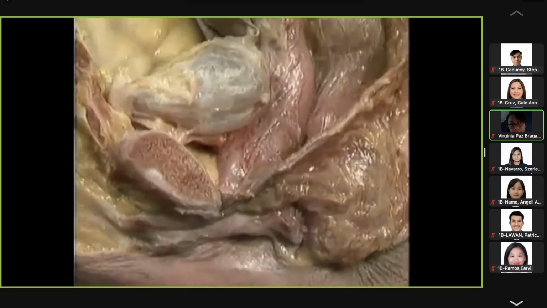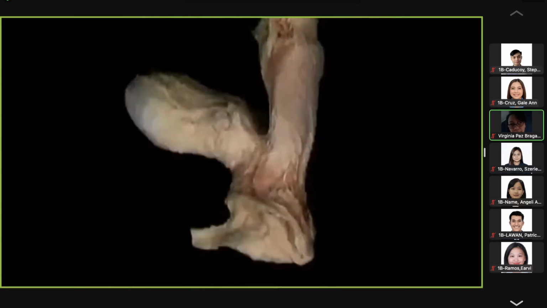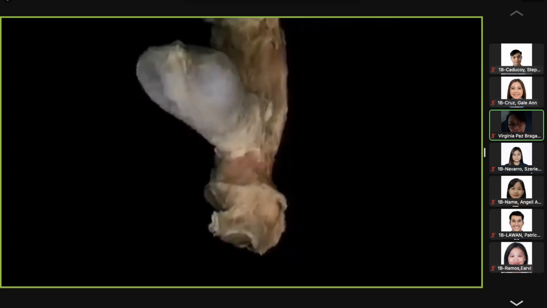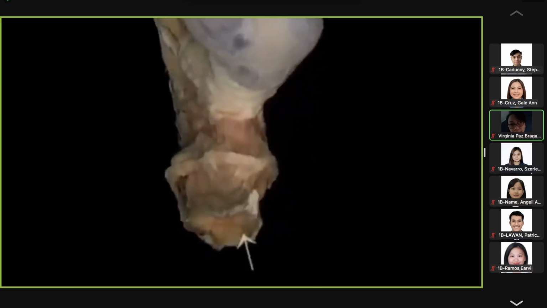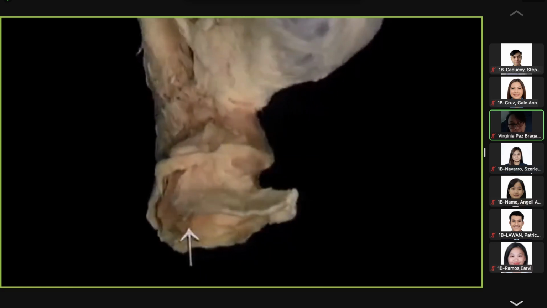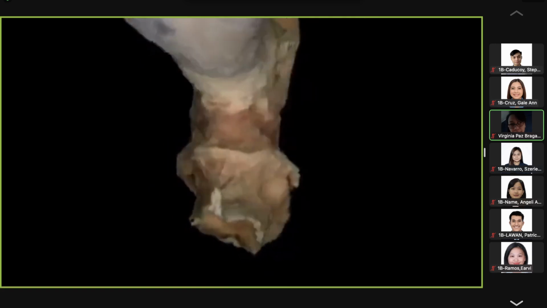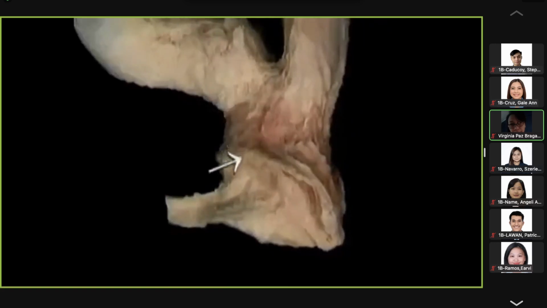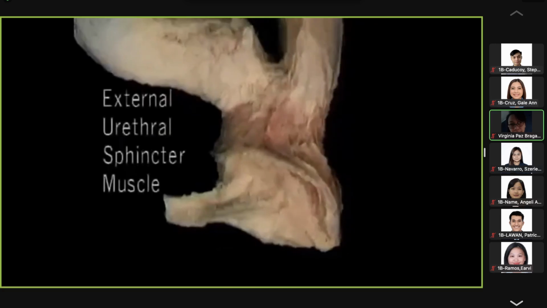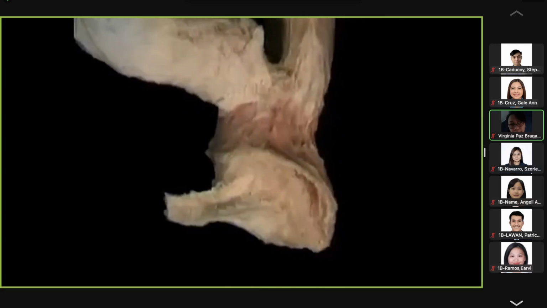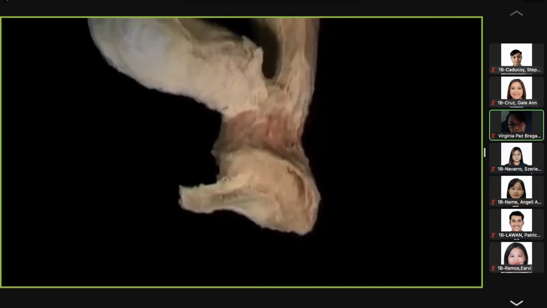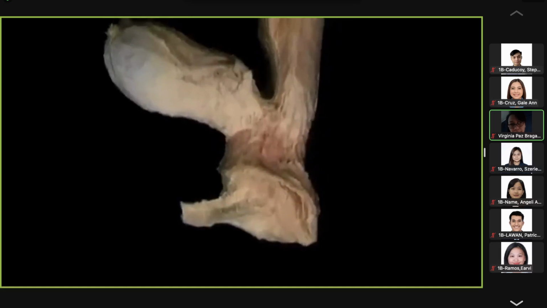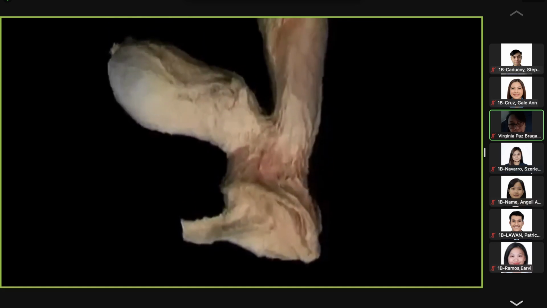We can see the urethra better in this isolated specimen. Here's the bladder, here's the vagina. Here's the entrance to the vagina, the vestibule. The urethra starts here and runs parallel to the vagina. It's surrounded by the external urethral sphincter muscle. The vagina and urethra pass through the pelvic diaphragm. We've left a fringe of the pelvic diaphragm intact here. It's attached both to the urethra and the vagina.